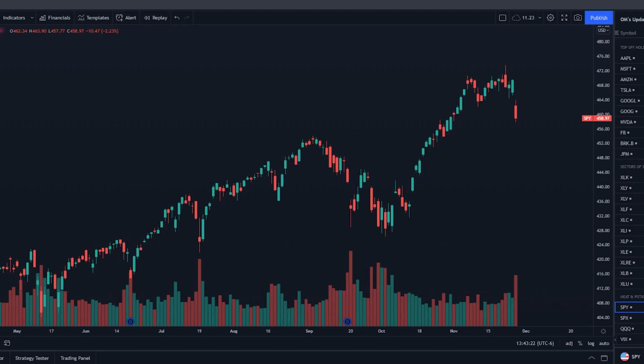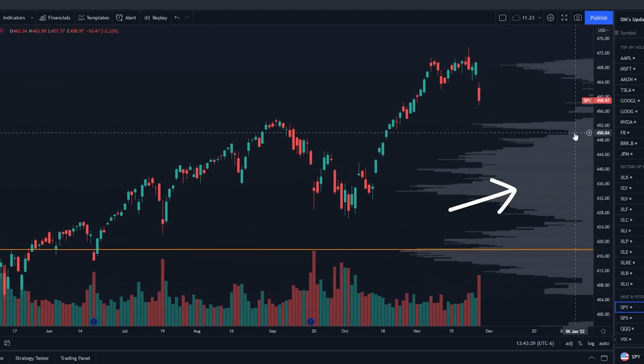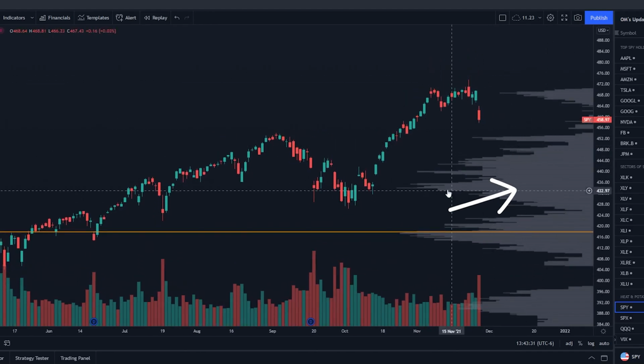Having said that, I monitor volume in a few different ways. One is the volume at price indicator right here, and I just turn that one on. It looks like this. It's got the gray horizontal histogram right here, and you can monitor volume at price. I have a whole video on how to go about this one particular indicator. It's that important to me. The link is also down in the description, so go take a look at that.